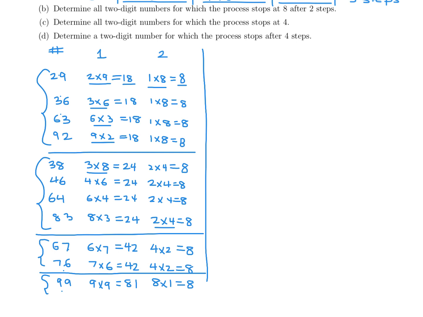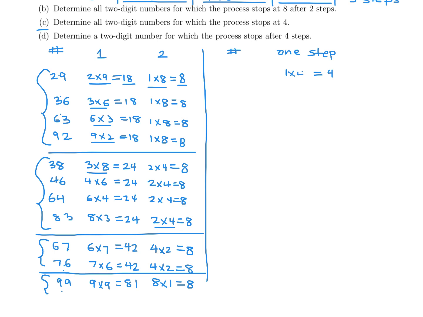All right, what's next? C is next. Determine all two-digit numbers for which the process stops at 4. Oh boy. So it's pretty much the same kind of story. Does it say how many steps? No, it doesn't say anything about steps. So I've got to figure this out for all possible steps. Okay, let me just start with one step, and then I'll do 2 steps, and then we'll take it from there. So one step would be something that stops immediately after you have the initial number.